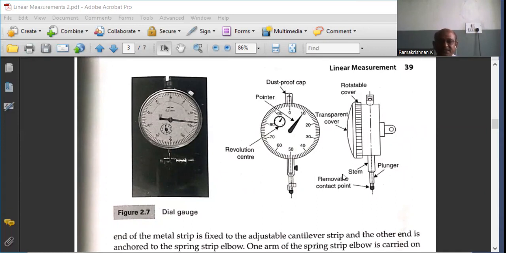A pointer slides across the readings 0 to 100. Each division is 0.01 mm. At the bottom there is a plunger, a stem coming from the bottom of the container, and the plunger ends with a ball. The ball is what touches the surface to be measured.